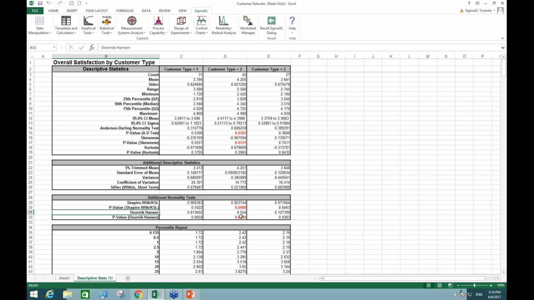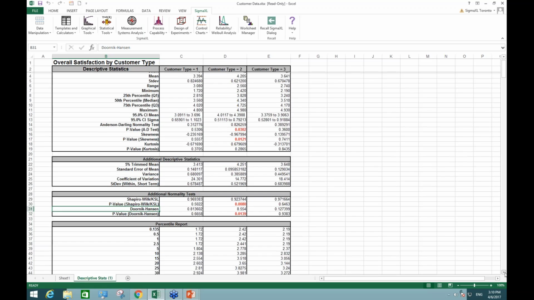In this particular case, the results are the same for Doornik-Hansen as well as for Shapiro-Wilk and Anderson-Darling. Customer types 1 and 3 are normal. Customer type 2 is not normal. Now, you'll notice, however, that Doornik-Hansen is not as powerful as the others. So if the data do not have ties, then you want to stick with Anderson-Darling or Shapiro-Wilk. Okay, so that's the additional normality tests.